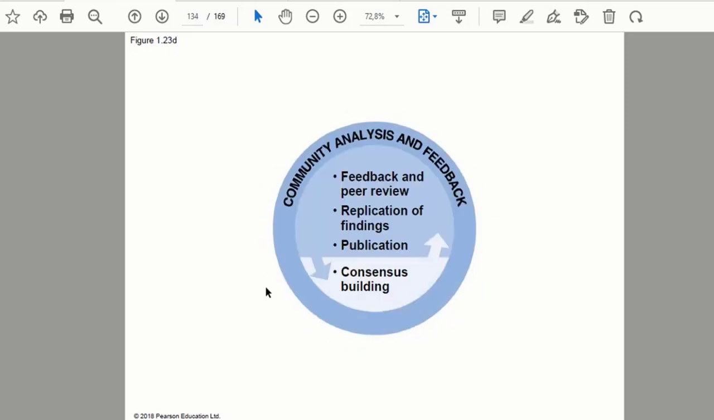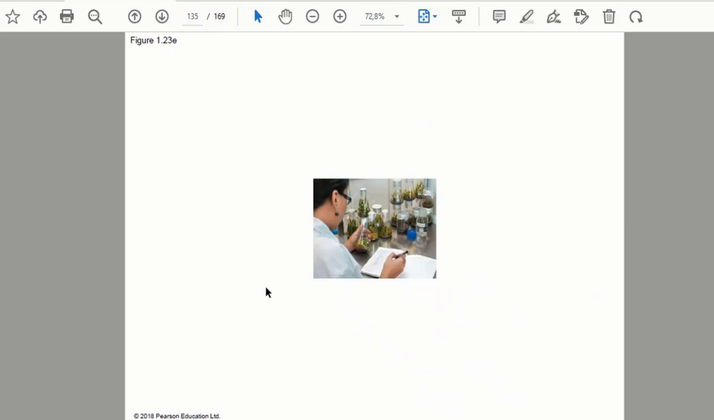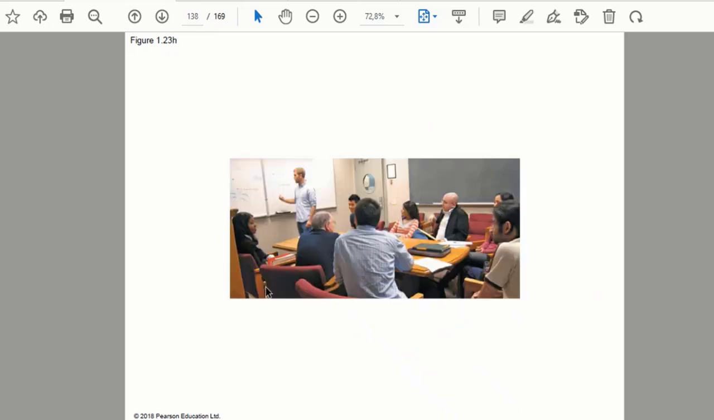Then community analysis and feedback and peer review. You publish the knowledge that you have so that it could be available for everybody else. Replication of findings, publication, consensus building, so that it could be accessible to the entire community of scientists, or the entire community of people who are doing similar things to what you are doing. And that's where it is.